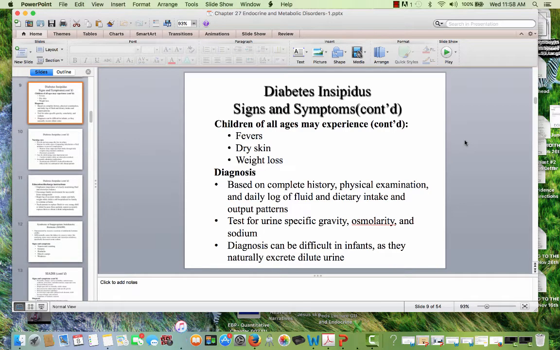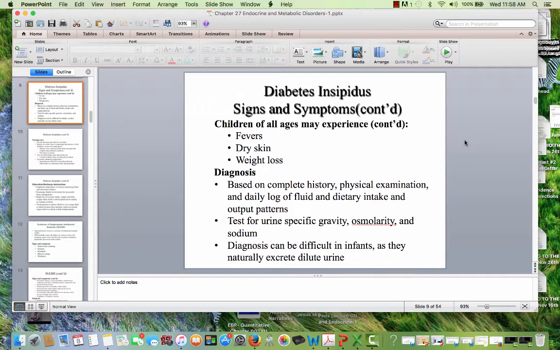Diagnostic testing that's included is usually a 24-hour urine collection for daily output. They will do a serum sodium and see if it's elevated, if it's greater than 150 to 170 milliequivalents per liter. Urine osmolality is decreased, less than 300. And then urine specific gravity is decreased as well. It's usually less than 1.005. And then they'll do a urine to serum osmolarity ratio to check on that.